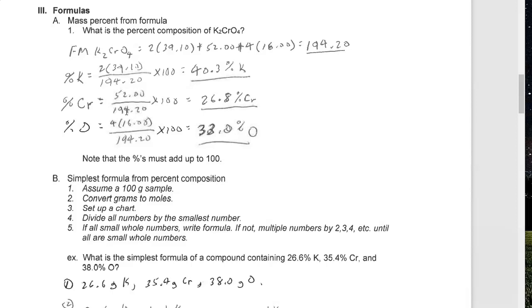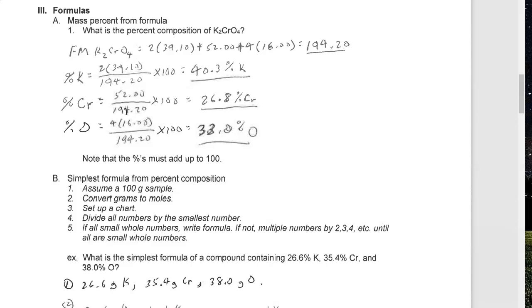So let's talk about mass percent from formula. So what is the percent composition of, name that compound for me. That is potassium chromate. There's your chromate polyatomic ion you're supposed to know. Potassium, always +1, so no Roman numeral. So you don't say di because it's an ionic compound because you've got a metal. So this is potassium chromate. All right. So what's the percent composition?